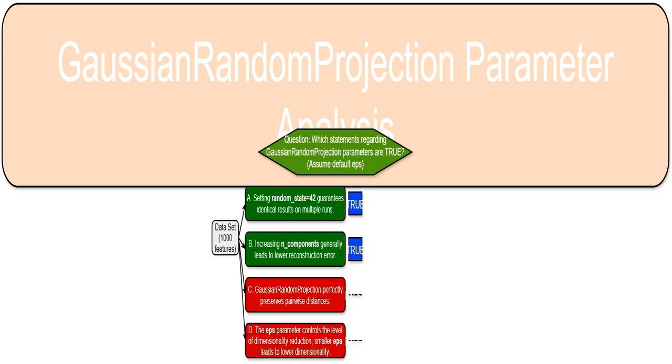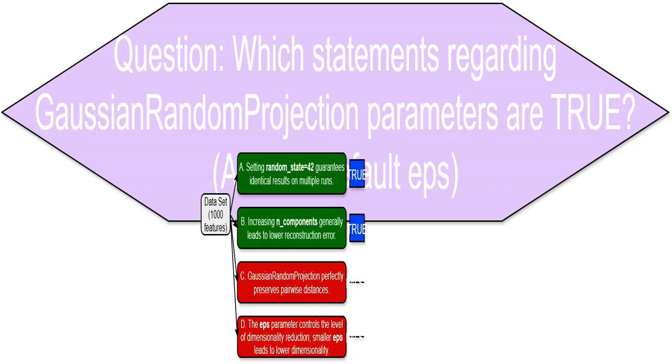I'm analyzing the parameters of scikit-learn's GaussianRandomProjection, a tool used for dimensionality reduction. I'll focus on how its parameters affect the process. This is a multiple-choice question. We need to evaluate 4 statements about GaussianRandomProjection and determine which ones are correct based on my understanding of its parameters.